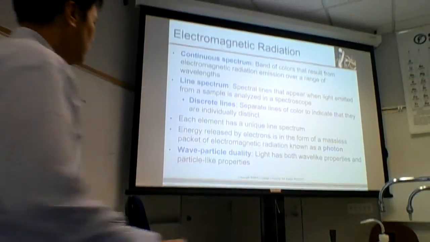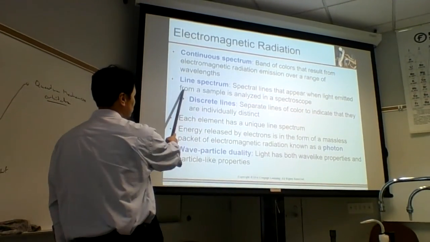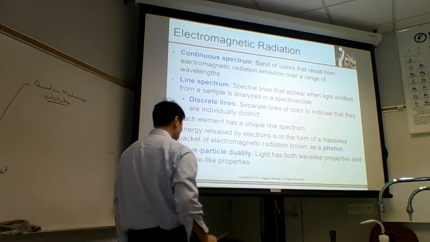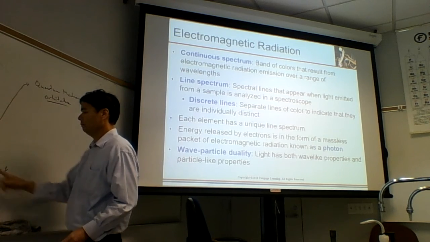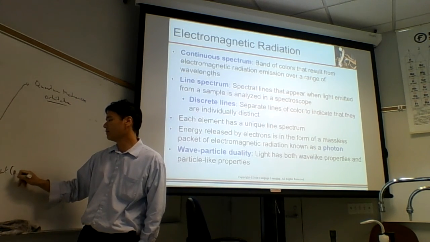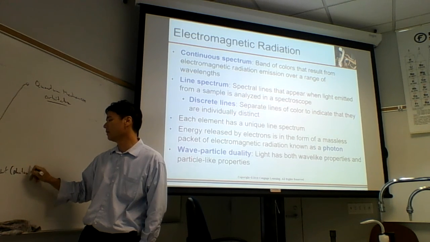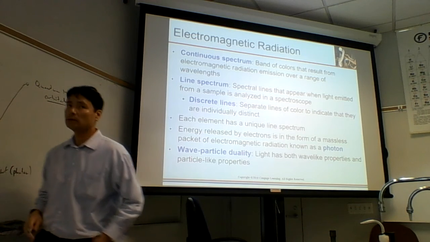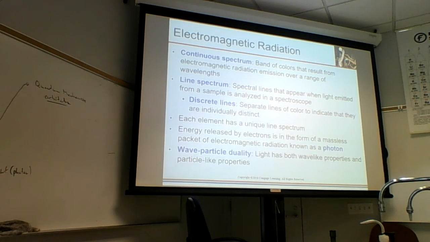And so these are some key words here. Line spectrum, discrete lines, wave-particle duality of matter and light. For light, we have something called the photon. The photon can be thought of as a particle of light. And matter is a little bit different. Matter will have a wavelength.